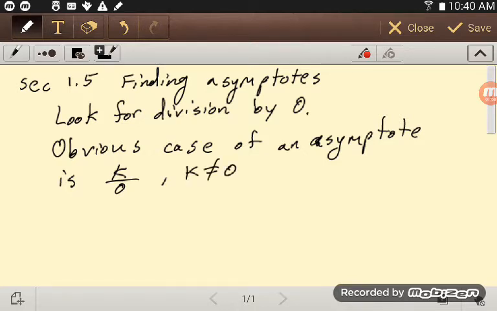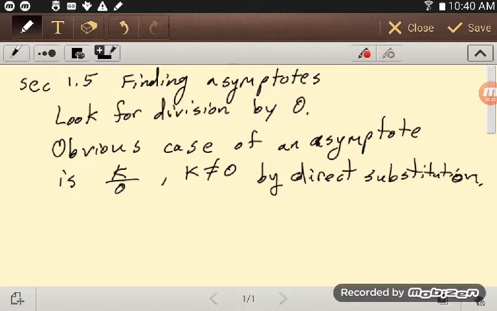Okay, so if I look at a function and by direct substitution I get something like this, k over 0, then I probably have an asymptote there. Now, sometimes it might be more difficult to see something like that, but generally, if that's what's going on, that's an obvious case.